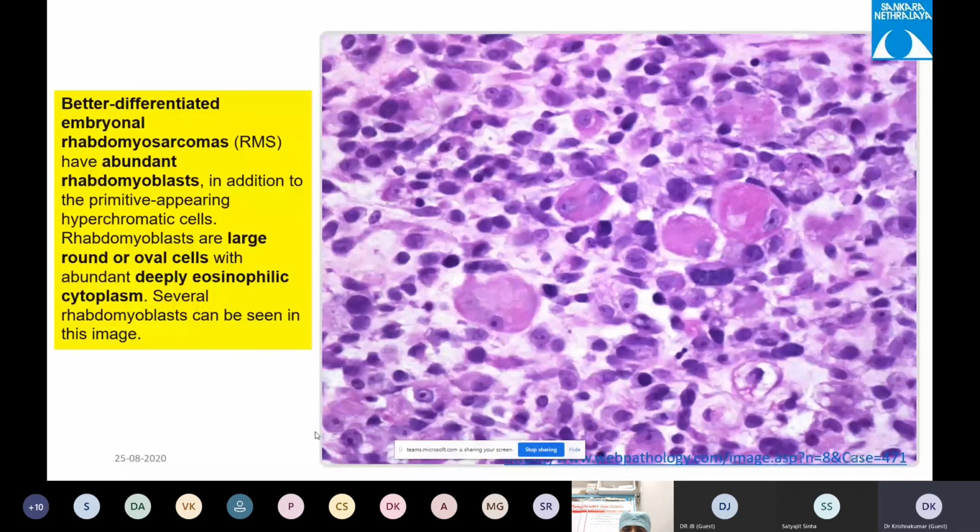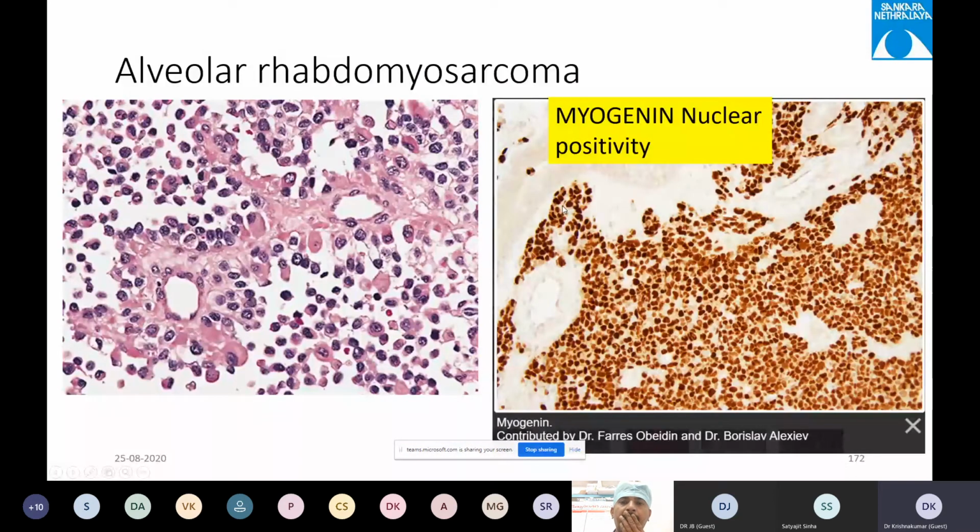And these are the rhabdomyoblasts. These are well differentiated large cells, with prominent nucleoli. Then another type is alveolar rhabdomyosarcoma, and myogenin is a muscle marker. Nuclear positivity is seen more in alveolar rhabdomyosarcoma.